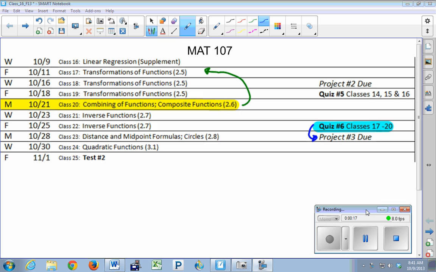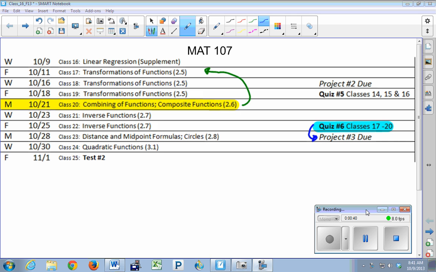So Friday, we're supposed to start transformations of functions. And notice I've dedicated 3 days to that, which is a pretty significant chunk of the semester. I really don't want the first day of transformations to be broken up by a long weekend. Since we don't have class on Monday, it means we won't be seeing it again until next Wednesday.